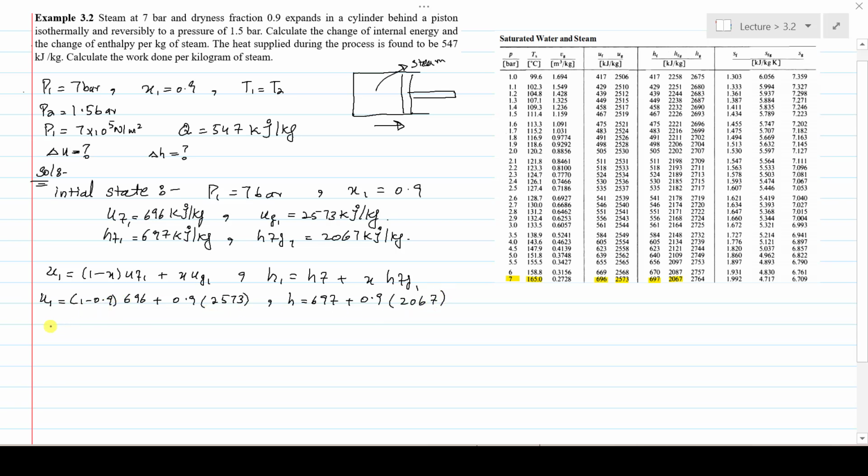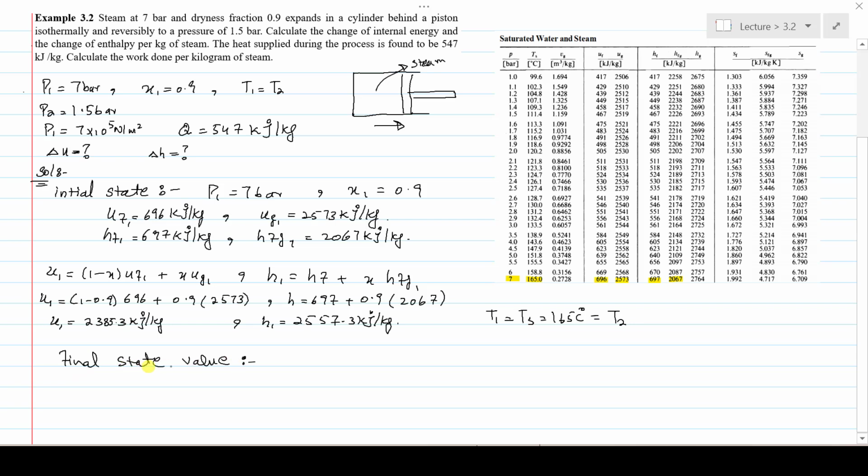After solving this on a calculator, you will get the internal energy U1 value, and it is 2385.3 kilojoule per kg, and the enthalpy H1 value is 2557.3 kilojoule per kg. Also from the saturated water steam table, you can see at 7 bar the corresponding saturation temperature Ts, which is equal to T1, is 165 centigrade, and is also equal to T2 because the process is isothermal, as mentioned in the statement. Now the final state values we will see from the superheated region, at a temperature of 165 centigrade and the given pressure of 1.5 bar.